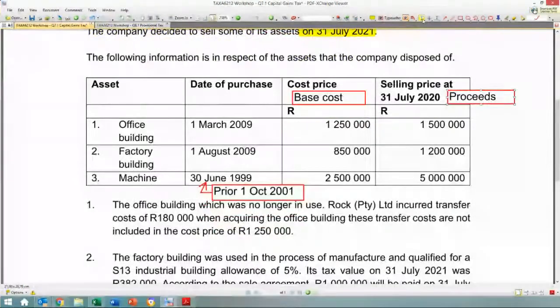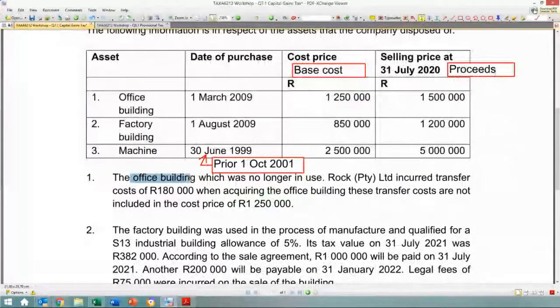So let's go read what they say about the office building. The office building, which is no longer in use, Rock Pty Limited incurred transfer costs of 180,000 when acquiring the business office, and they are not included in the 1.2 million. One of the additional expenditure you are allowed to add to your base cost is transfer cost. So we have to add 180K to our base cost, because it's not included in the original cost price. So that means my base cost would increase.